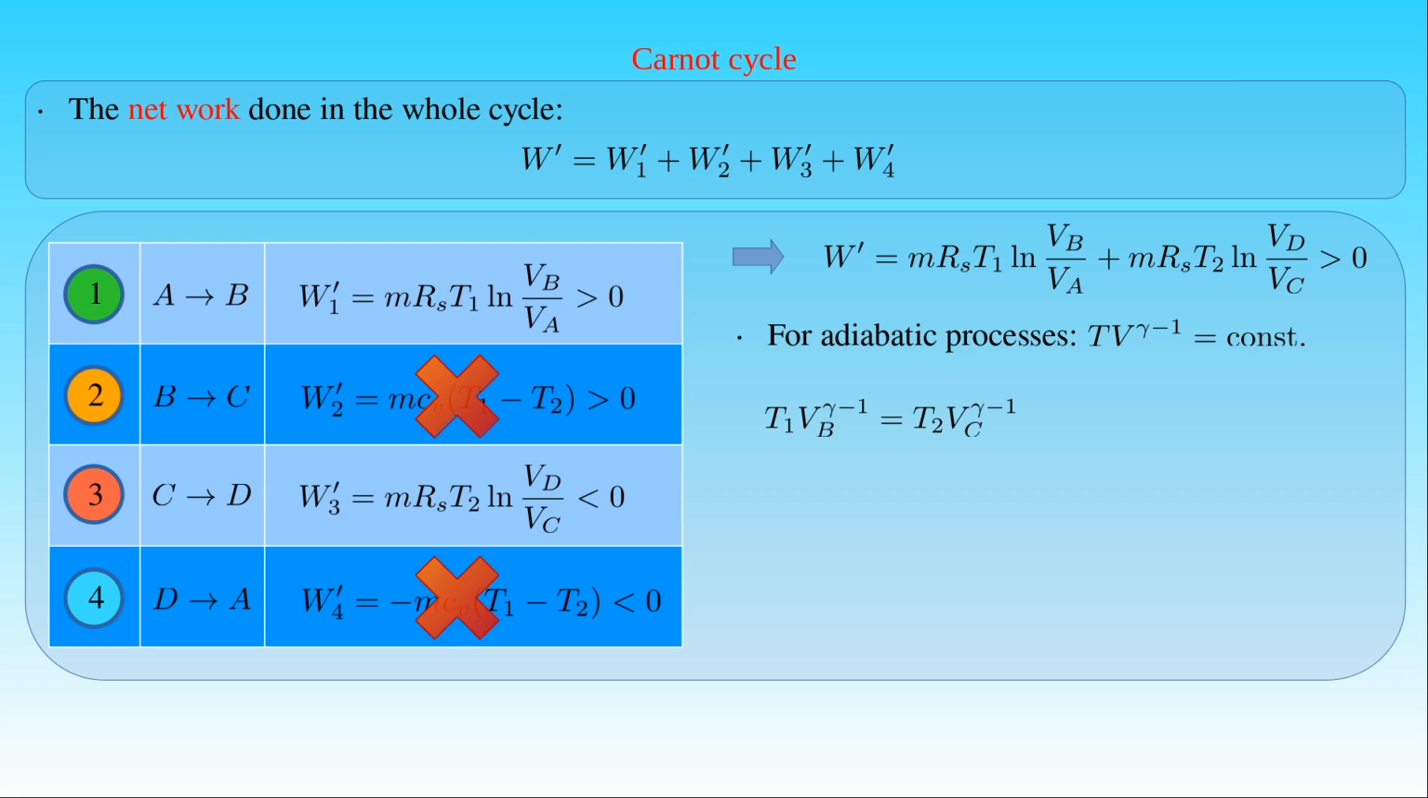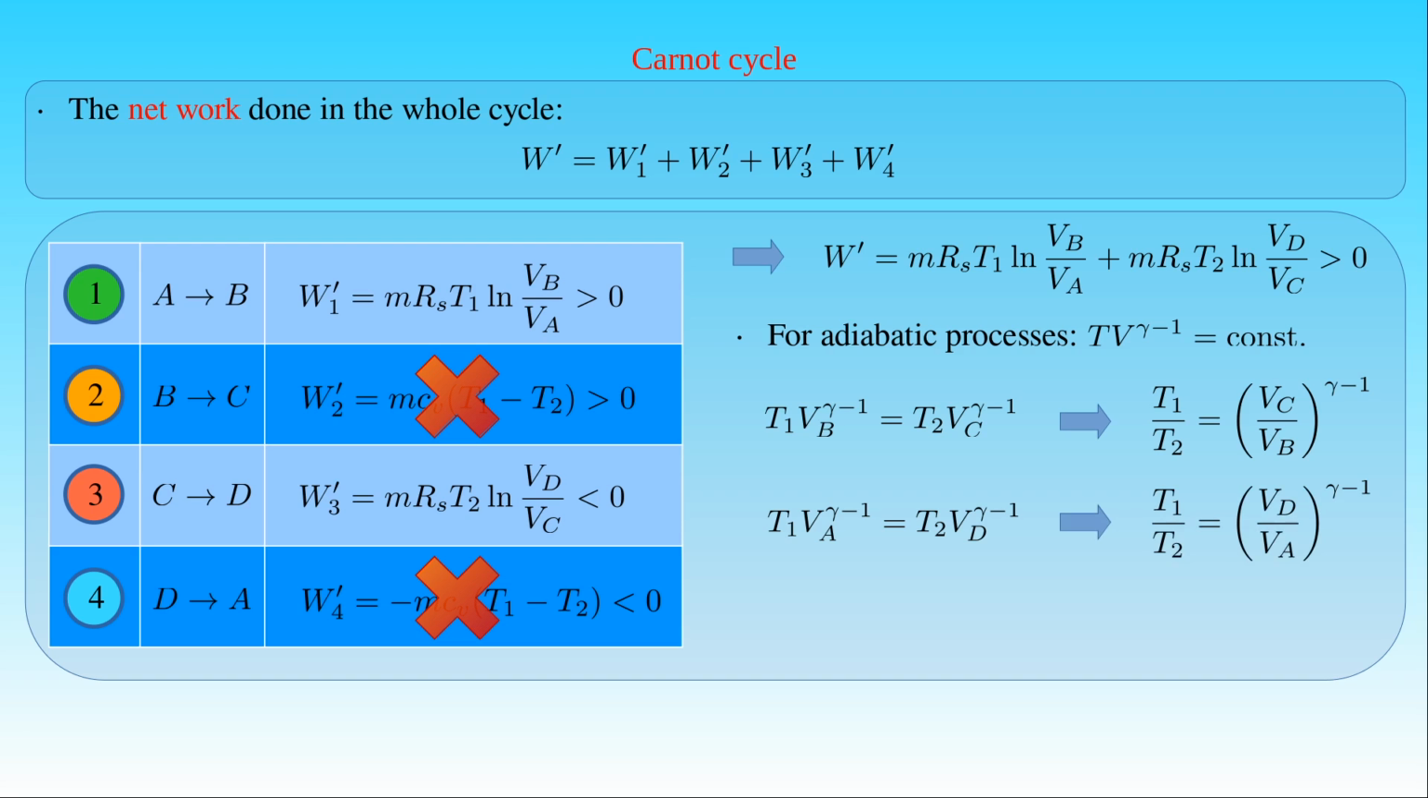Similarly, we can apply Poisson's equation for the adiabatic compression of the ideal gas in Carnot cycle. Then we state that the final absolute temperature T1 of the gas, times its final volume Va to gamma minus 1, is equal to its initial absolute temperature T2, times its initial volume Vd to gamma minus 1. If we express the ratio of the absolute temperature T1 to the absolute temperature T2 from these equations, we obtain the following equations. First, this ratio is equal to the ratio of Vc to Vb raised to gamma minus 1. Second, this ratio is also equal to the ratio of Vd to Va raised to gamma minus 1.